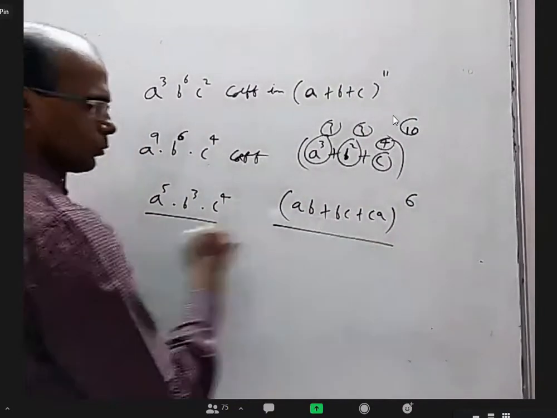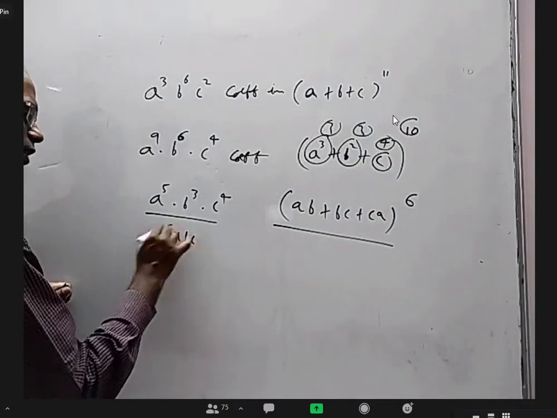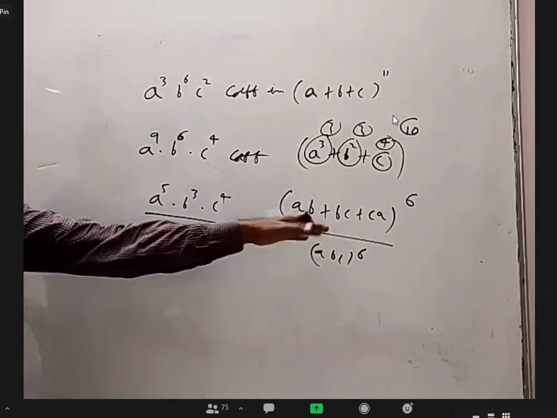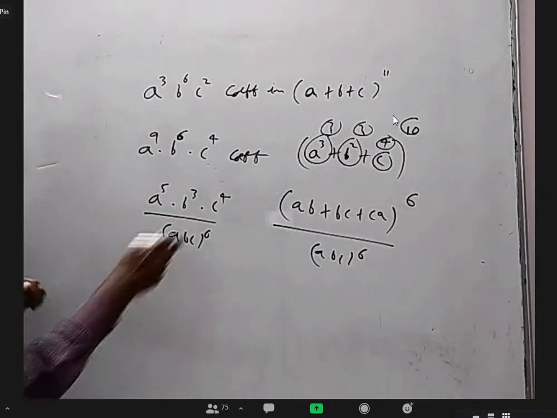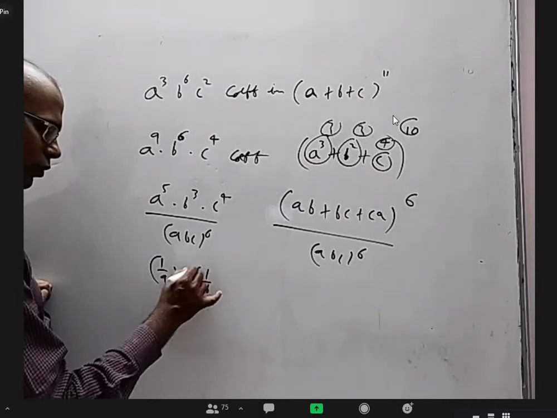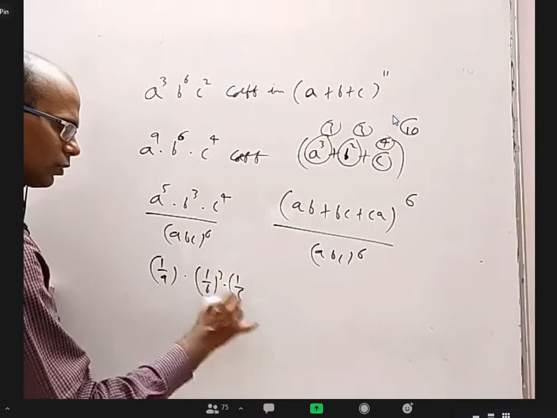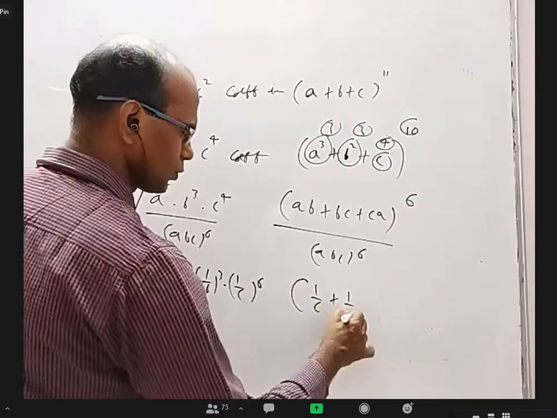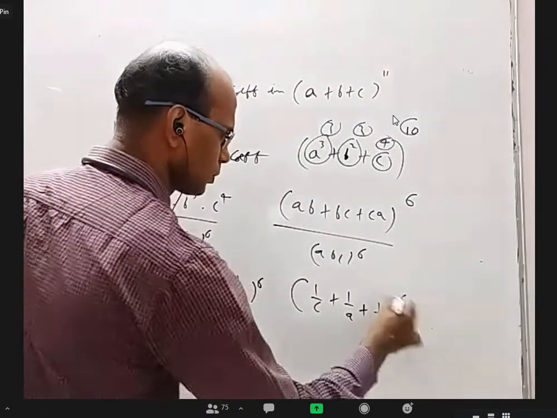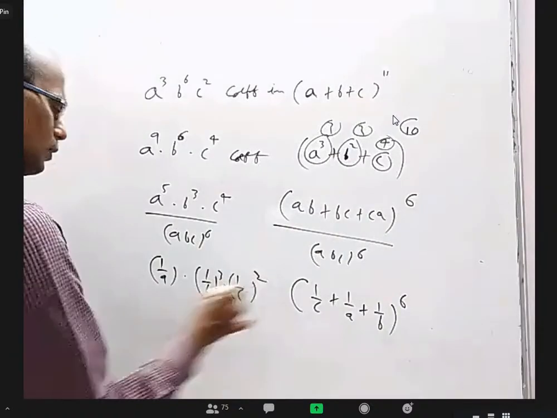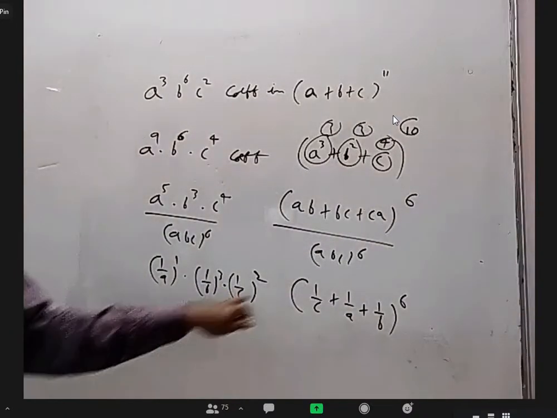Here and here, both places I will divide with ABC whole power 6. In the binomial expansion, every term, what will happen to this now? It will become 1 by A into 1 by B whole cube into 1 by C whole square. And when this goes inside, 1 by C into 1 by A into 1 by B whole power 6. Now tell me what is the coefficient of this in this expansion?